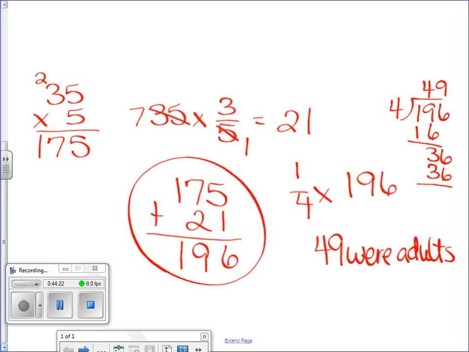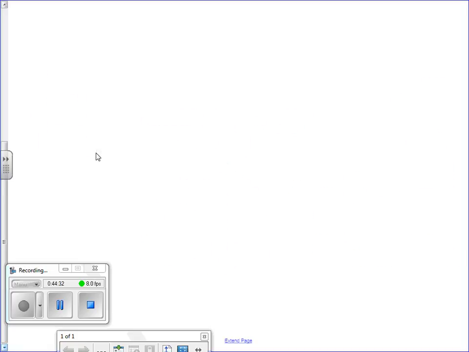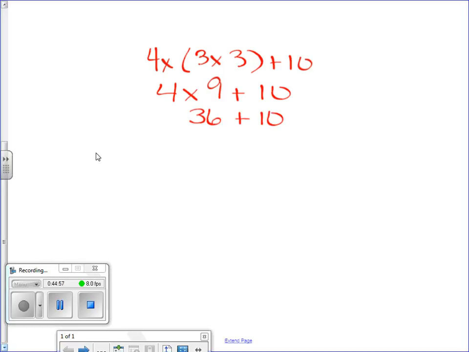And then number 17 is strictly following PEMDAS. Which expression is equivalent to 46? You would just have to work them. So, if you have 4 times (3 times 3) plus 10. Parentheses first, 9. 4 times 9 plus 10. Then multiplication, 36 plus 10 equals 46.